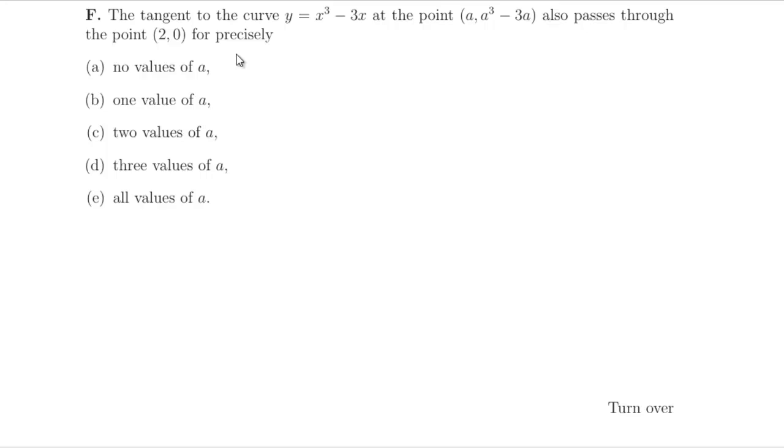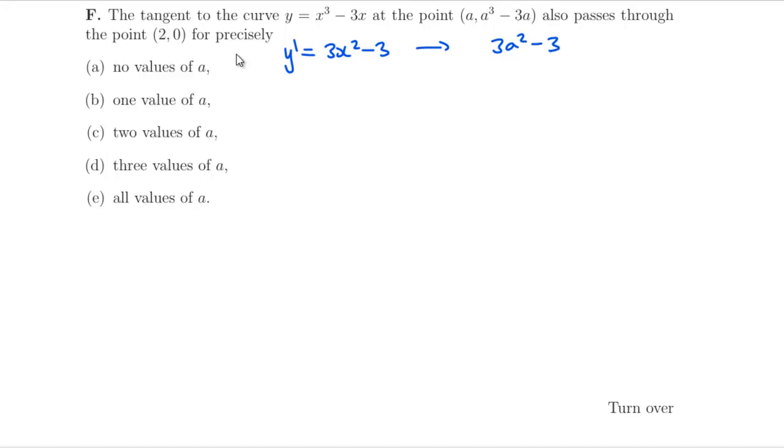If we create a straight line, yeah, that's going to work, isn't it? So let's go y dash 3x squared minus 3. That's the gradient. Well, the gradient at that point is going to be 3a squared minus 3.